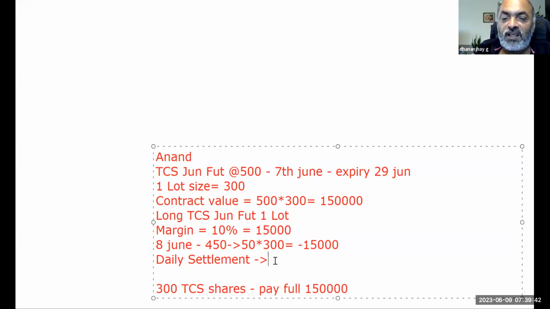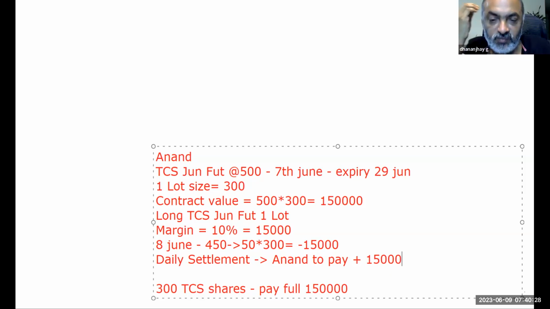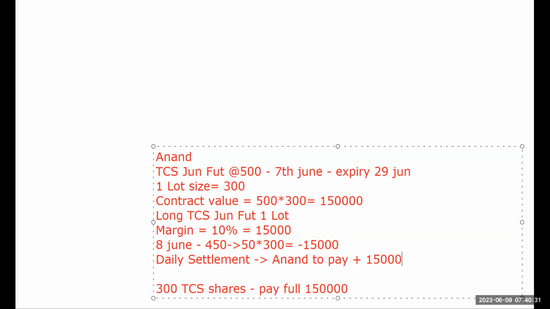So what will the exchange ask Anand? How much does he have to pay on 8th June? Krishna? Sir, how much should Anand pay? 1,65,000, sir. Now how much loss did Anand get that day in the daily settlement? 15,000. How much should Anand pay that day? 15,000. That's all, right.